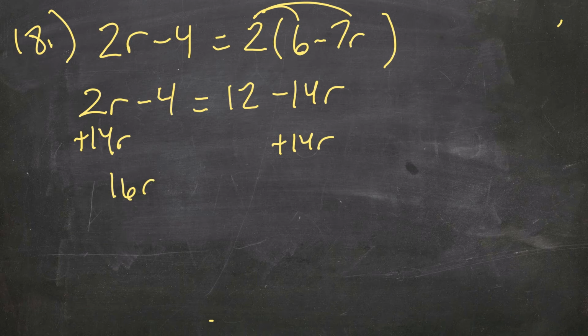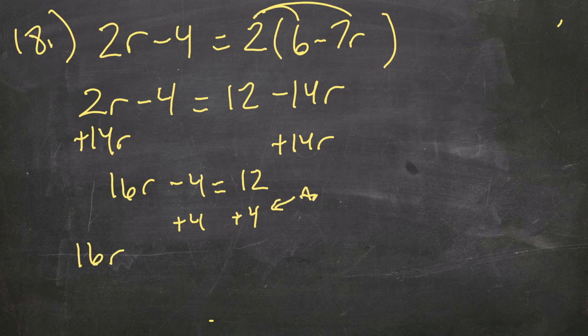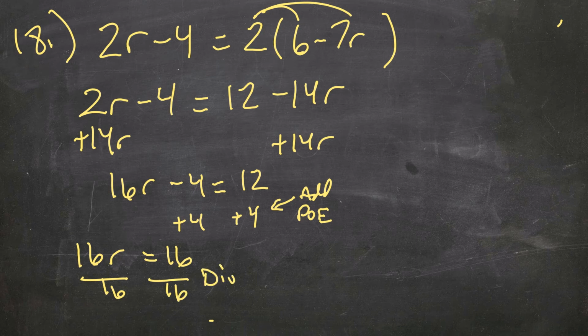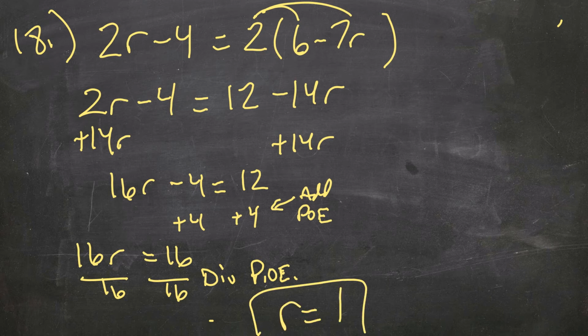So I get 16r minus 4 equals 12. I add 4 to both sides. I get 16r. Remember, that's the addition property of equality. I get 16r equals 16. I divide by 16, because of the division property of equality. So my final answer is r equals 1, because 16 over 16 is 1.